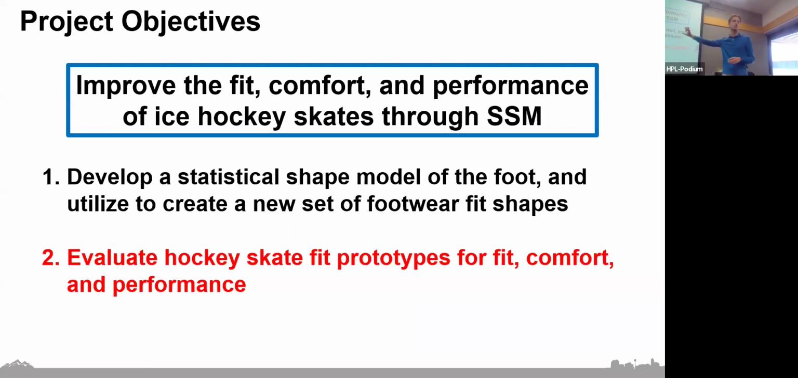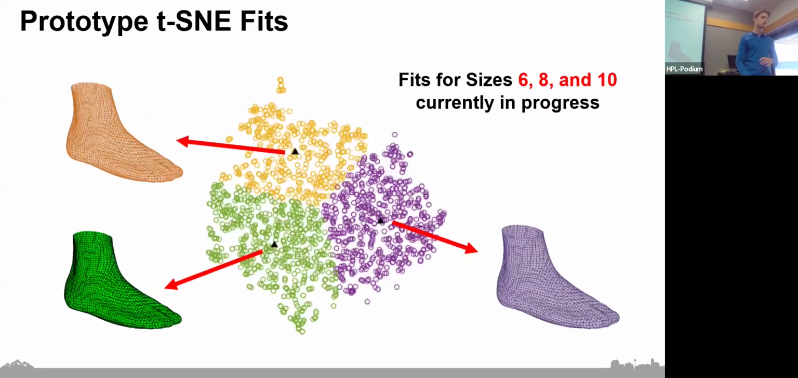Okay, so that first objective is effectively what I've been working on for the first year of my master's, right? And this second one is now what I'll be working on for the second half, starting now, really. So based on the fit shapes that these methods have created, CCM are currently developing skates that match our suggestions in sizes 6, 8, and 10. And we'll have those skates actually by the end of this month, which is really exciting.